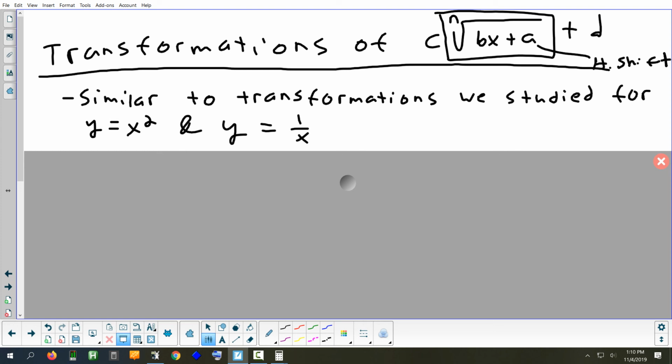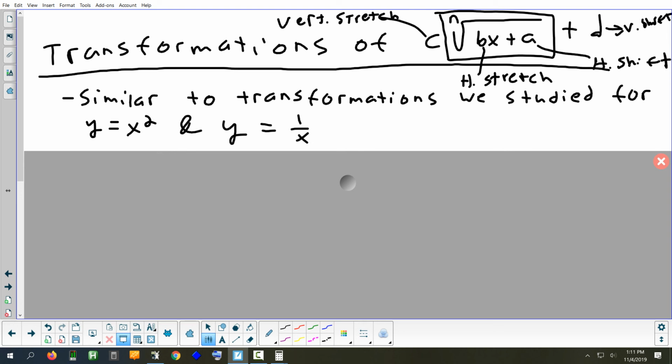Horizontal shift. What about D? That's a vertical. It's plus, so it's still a shift, but this is going to be a vertical. That says vertical shift. How about B? Horizontal stretch. That's a horizontal stretch. And C? Vertical stretch.